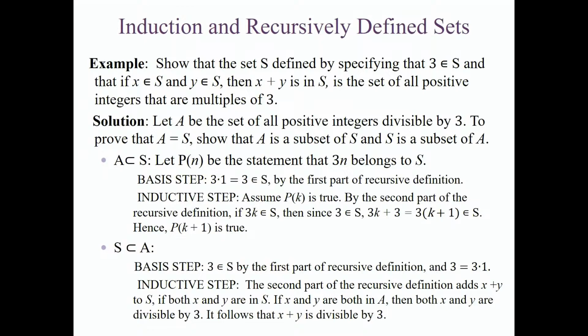Okay, we already have the definition of the set S, because we have the recursive definition for the set S. Next, let's define another set A. A is the set of all positive integers which are multiples of 3. If they are multiples of 3, we can also say that they are divisible by 3. Now we have two different sets, S and A. Next, we need to show that A is a subset of S and S is a subset of A.